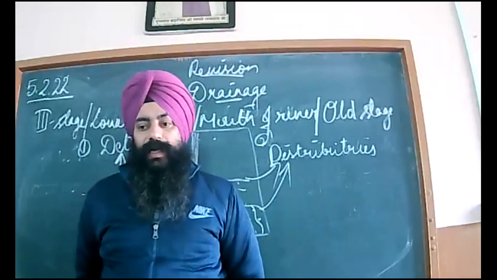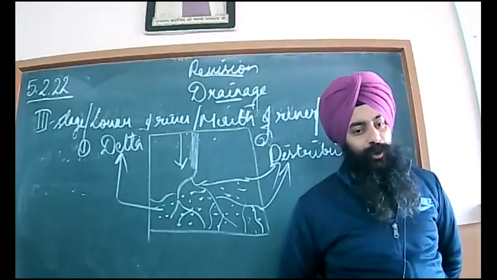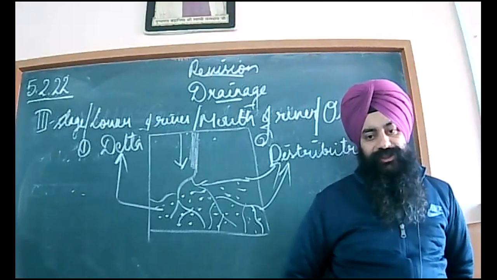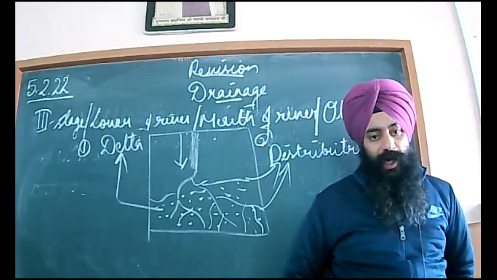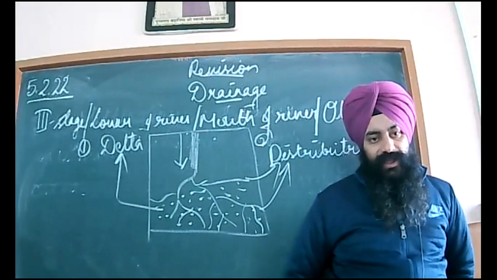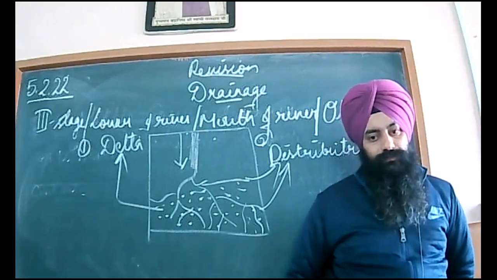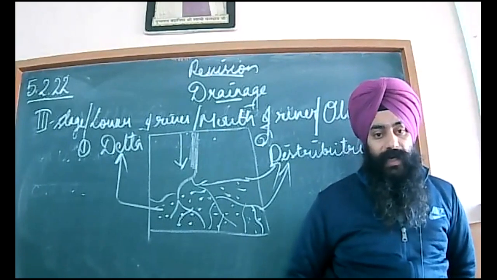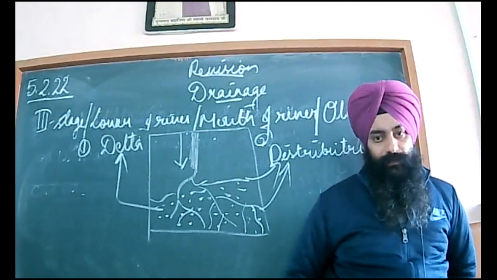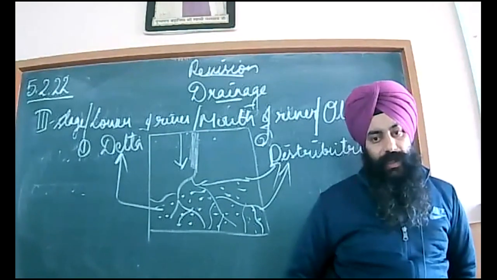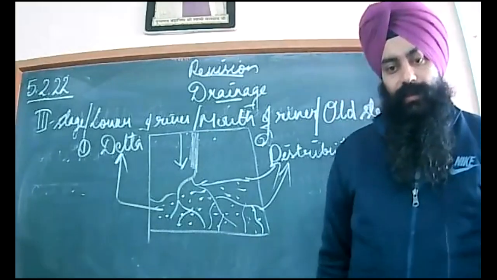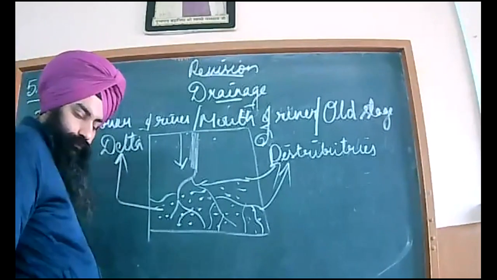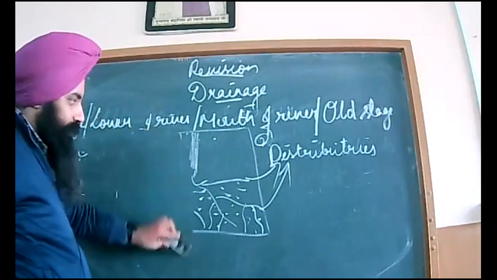Distributaries. Example of a distributary, Hugli is the distributary of Ganga in West Bengal. Clear? Any questions so far?